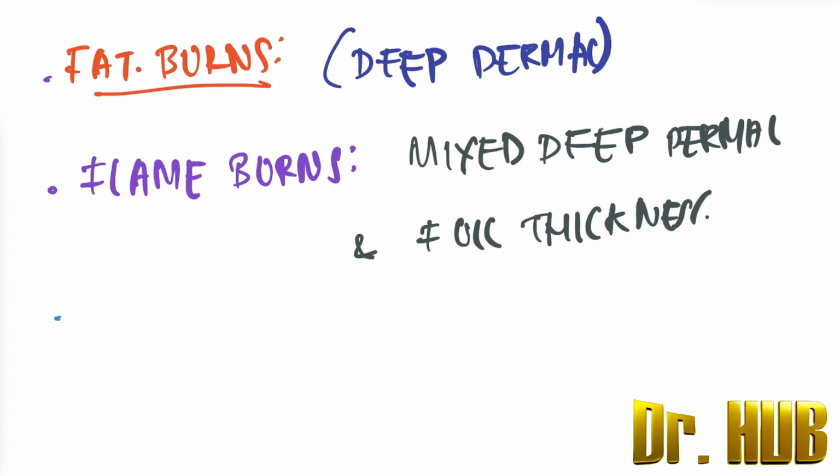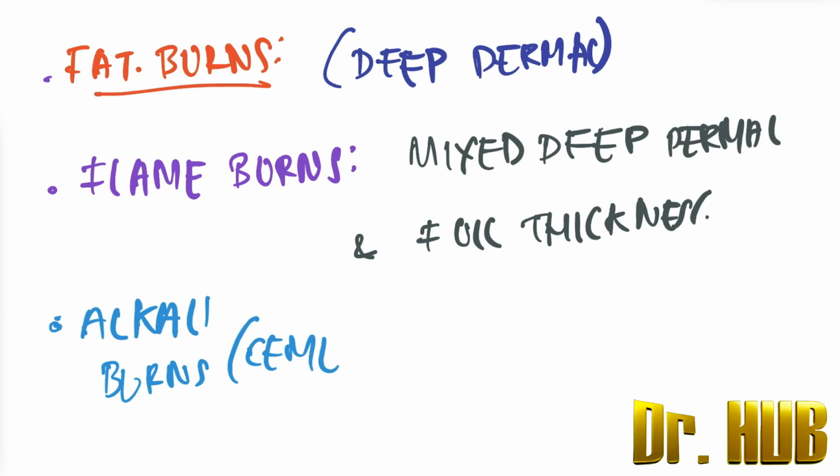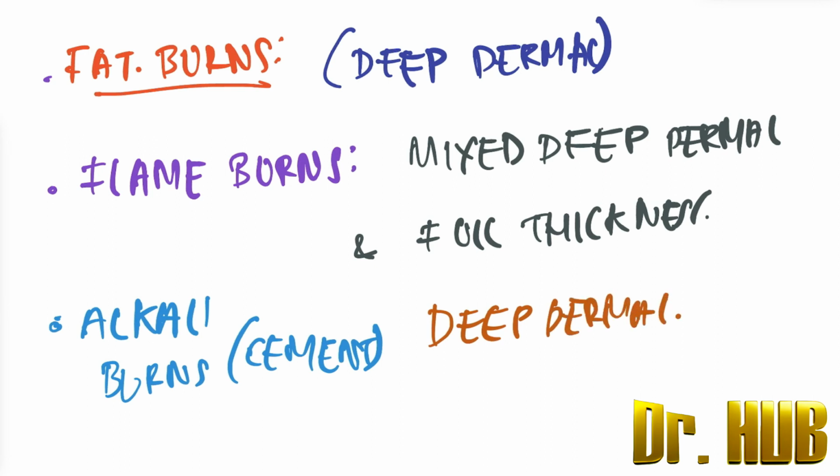Next is the alkali burns, including the cement. This is often deep dermal or full thickness. So it mainly occurs in the deep dermal as well as the full thickness.